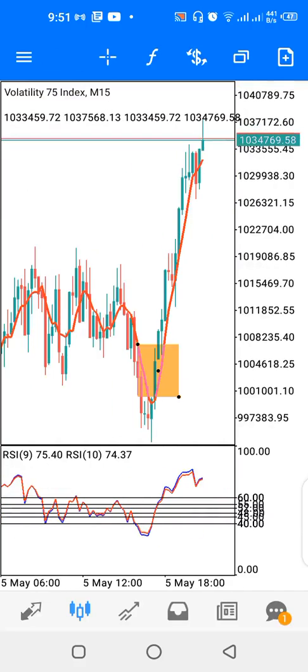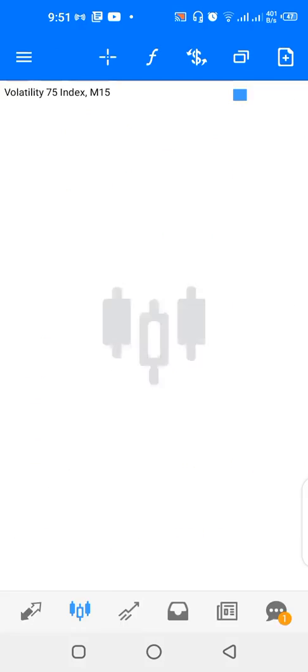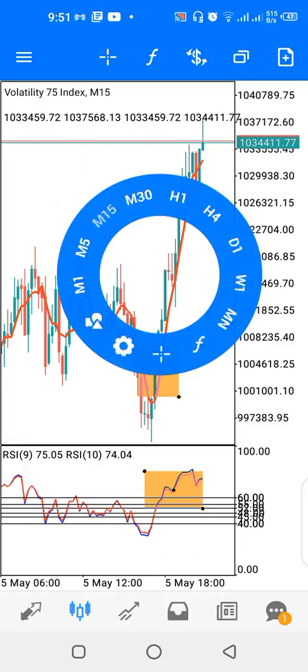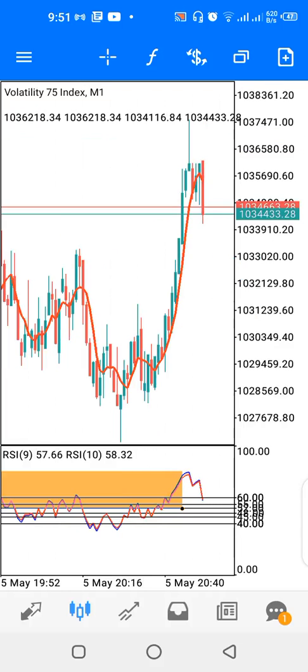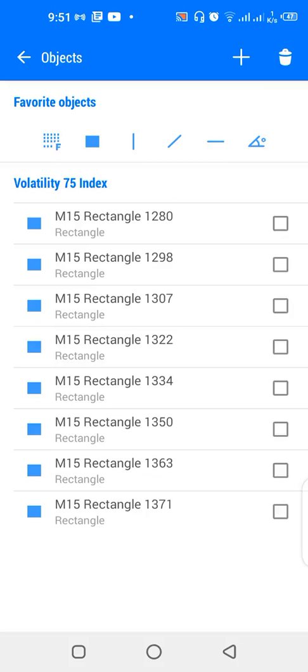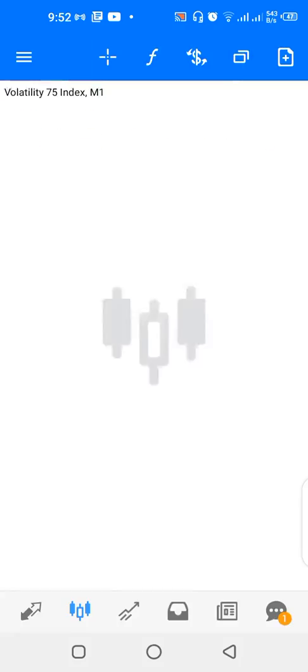And if you look at what's happening, the RSI line is above the 60 level, so we can always look for buy opportunities. So that's that for the 15 minutes time frame. Let's look at how it works on the 1 minute time frame.